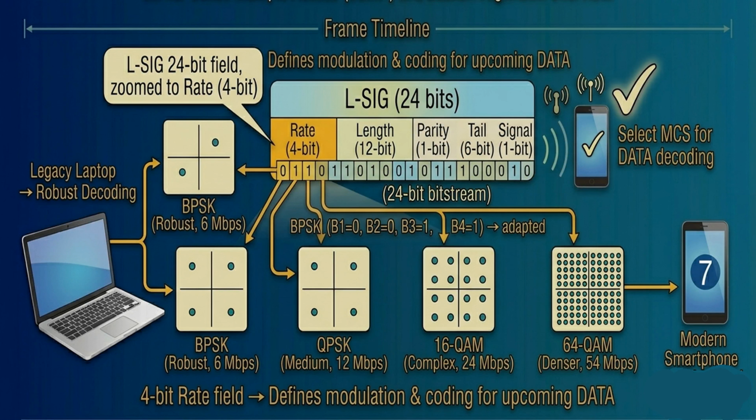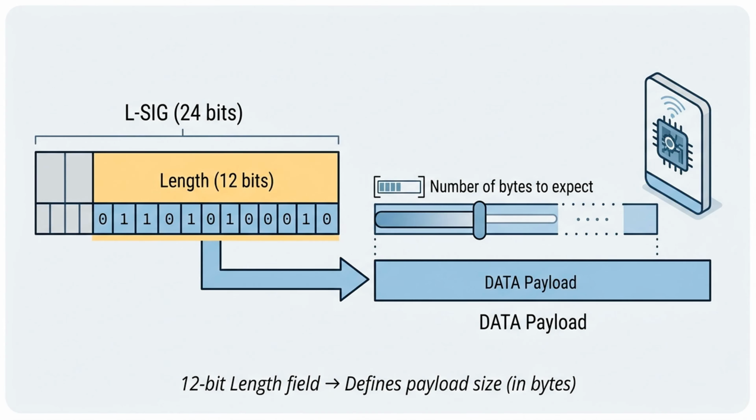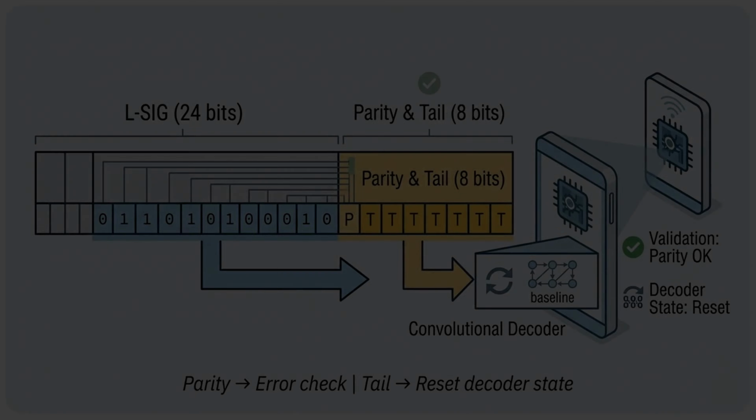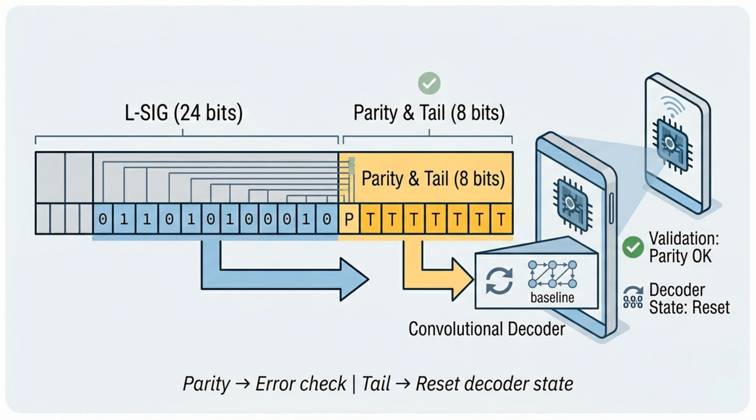Rate, 4 bits. This tells the receiver which modulation and coding scheme, MCS, will be used for the following data field, for example, QAM64, QPSK, etc. Length, 12 bits. This indicates the number of bytes in the upcoming data payload. Parity and tail, 8 bits, used for error detection and to reset the convolutional decoder.